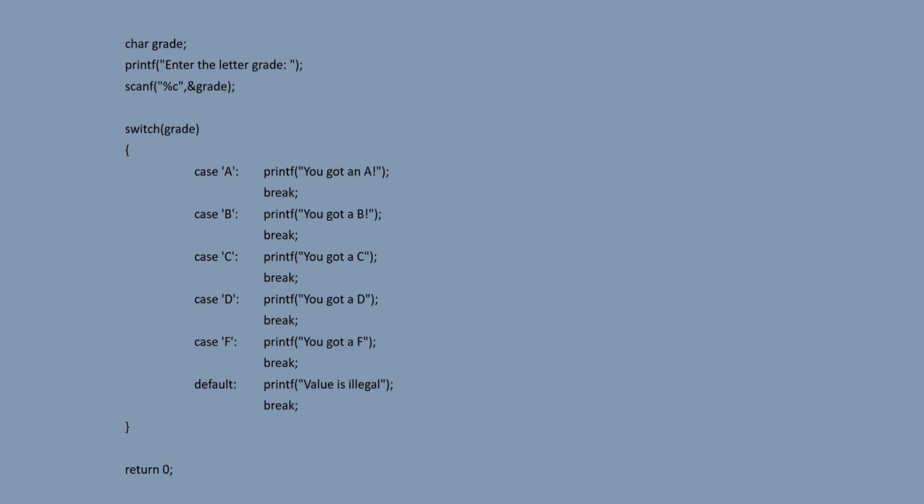So the program is going to be like enter a letter grade. You put in a letter grade, and it's going to print out one of these statements and break from it. And for example, if you put in, let's say you put in E, it can't match up with any of these. E does not match up with any of these, so it's going to go to the default statement. It's going to print out the value is illegal and break.